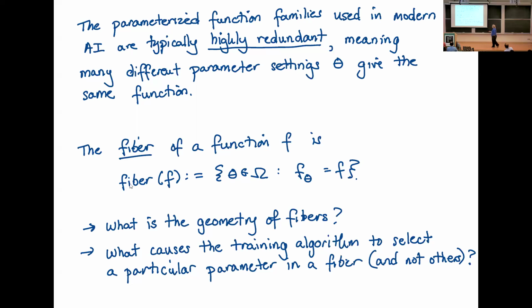So in whatever system you're thinking about, there are two natural questions. One is, what do these fibers look like? That is, how can we understand the set of all the different ways your model can represent a particular function? And then, given that there is all this redundancy and choice in how to represent a function, what caused whatever process you're using to pick the particular representation that it did? What causes your training algorithm to select a particular parameter within the fiber and not others?